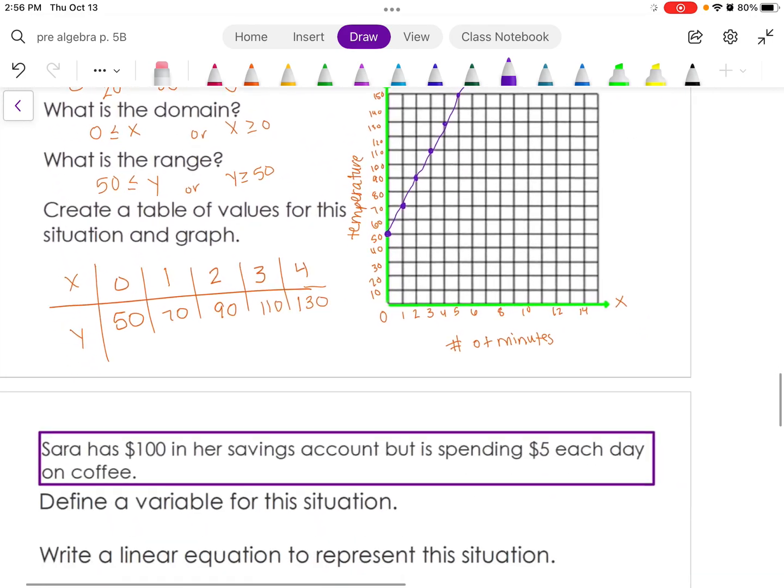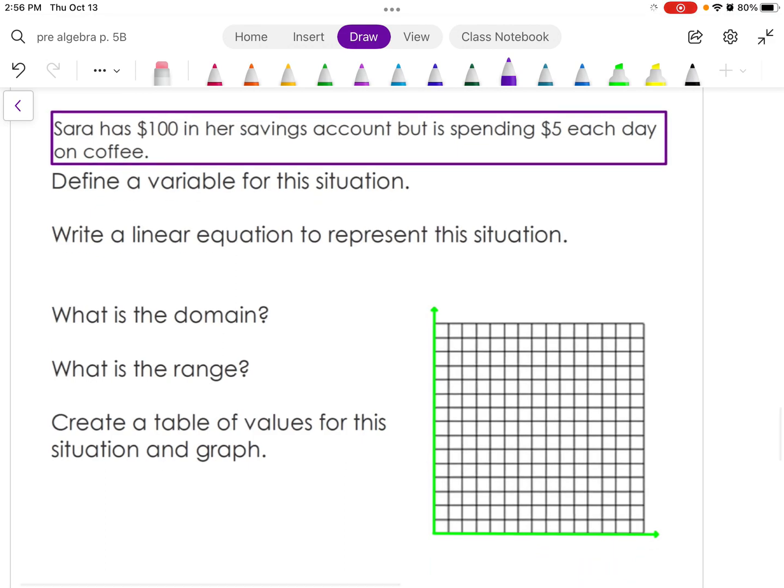All right, let's do one more. Again, it'd be a good idea to pause and see if you can solve this for yourself.